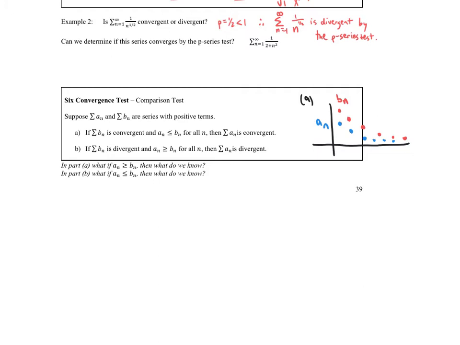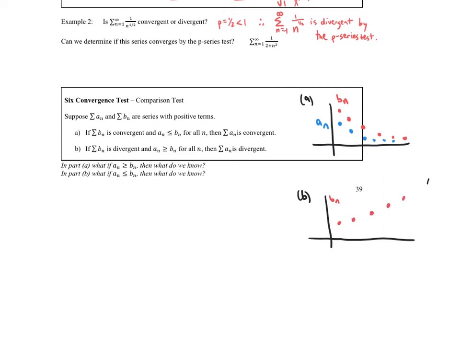Now with part B, it says that if B sub n is divergent and A sub n is greater than B sub n, then A is also divergent. Well, okay, let's visualize that for a moment. So we have a similar type situation where we're comparing these two terms. So here's B sub n, and let's say that B sub n looks like this, and it continues to grow.